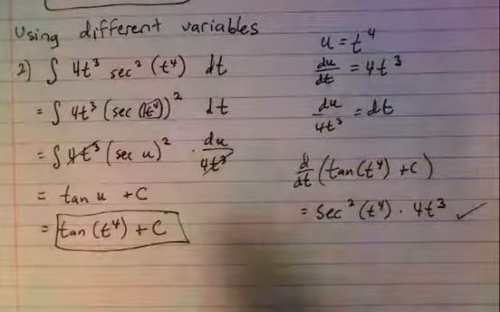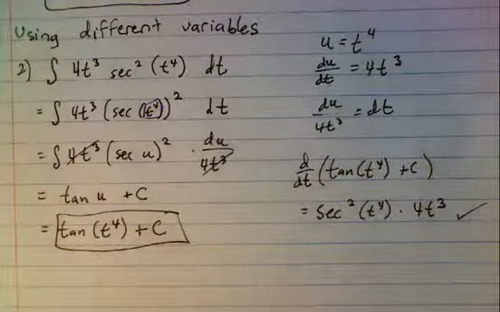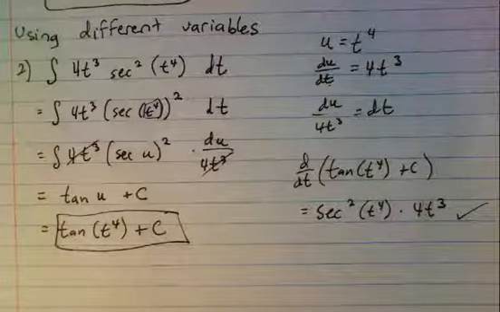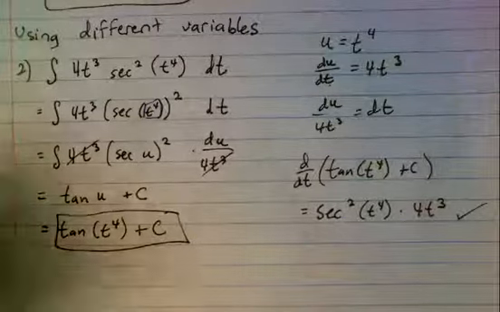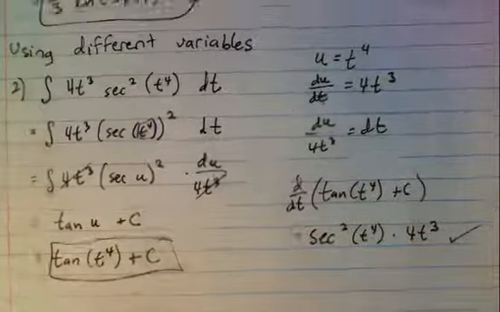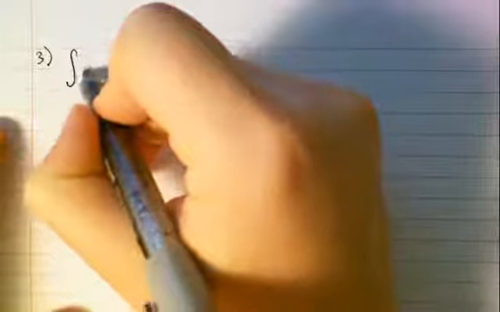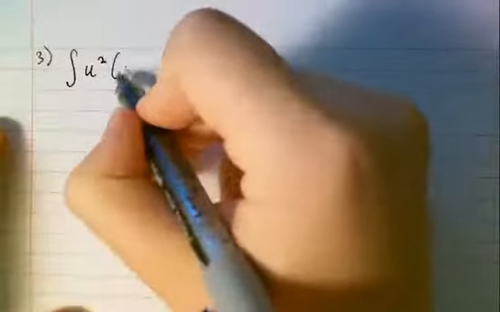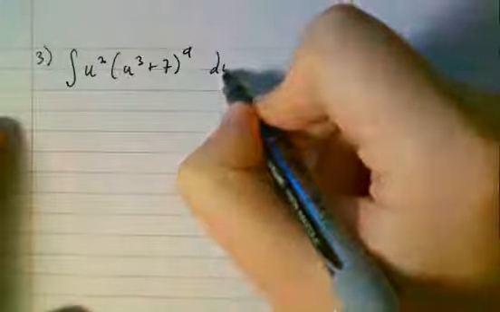This sort of different variable isn't too bad. It's what we've seen in previous problems. But here's one that really trips people up. Let's say we have the antiderivative of u squared, u to the third plus 7 to the 9th du.